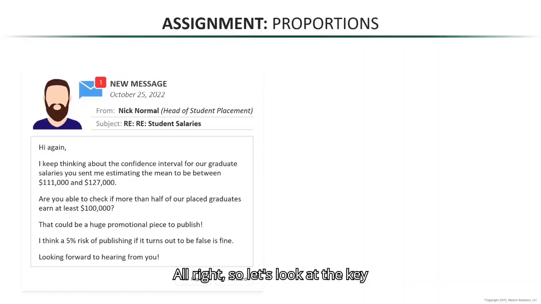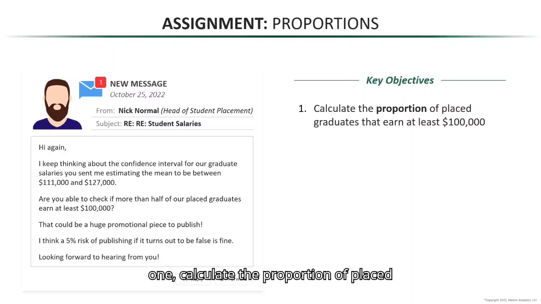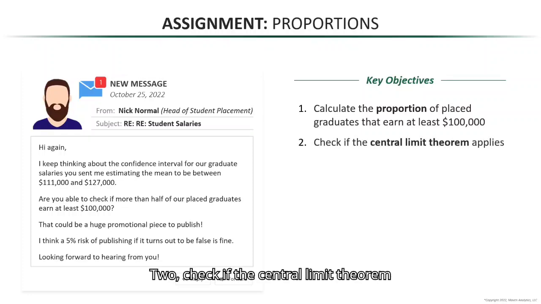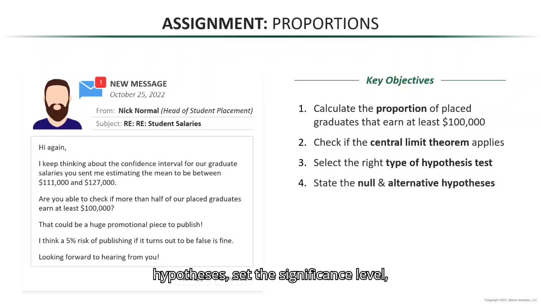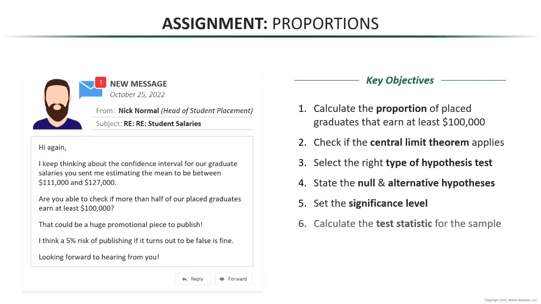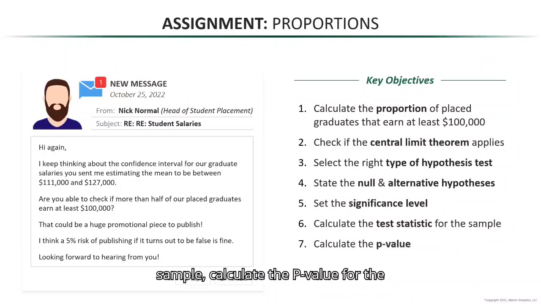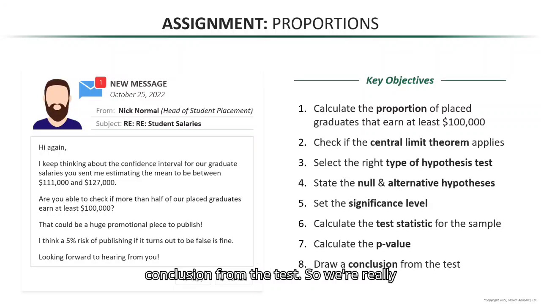Alright, so let's look at the key objectives here. Number 1, calculate the proportion of placed graduates that earn at least $100,000. 2, check if the central limit theorem applies. 3, select the right type of hypothesis test. So is it a two-tailed test or a one-tailed test to the right or to the left? State the null and alternative hypotheses, set the significance level, calculate the test statistic for the sample, calculate the p-value for the test statistic, and then draw a conclusion from the test. So we're really starting to put everything together here.